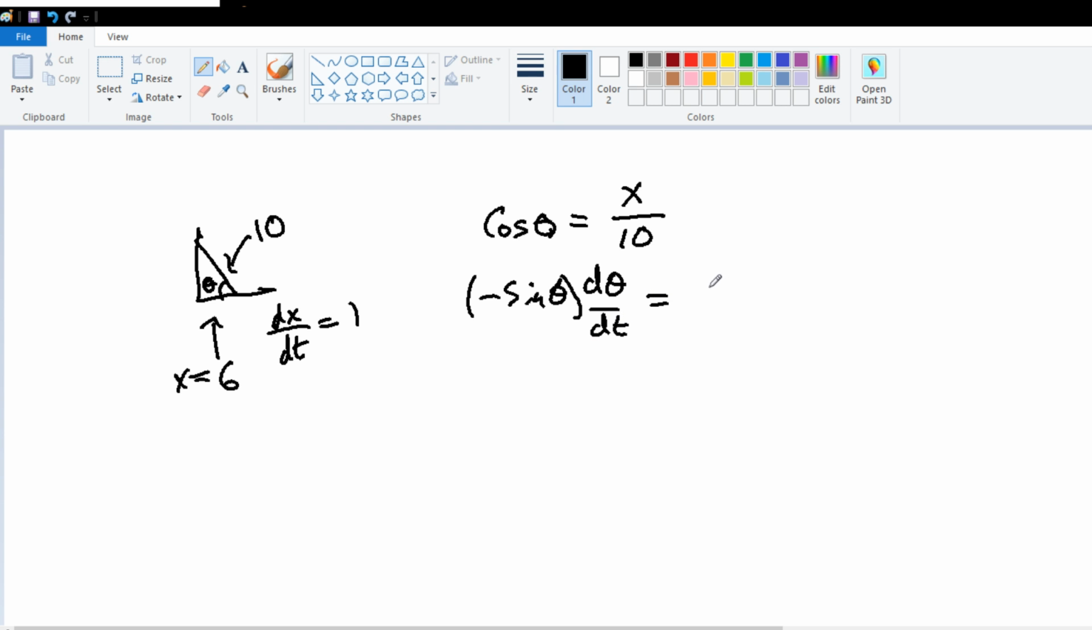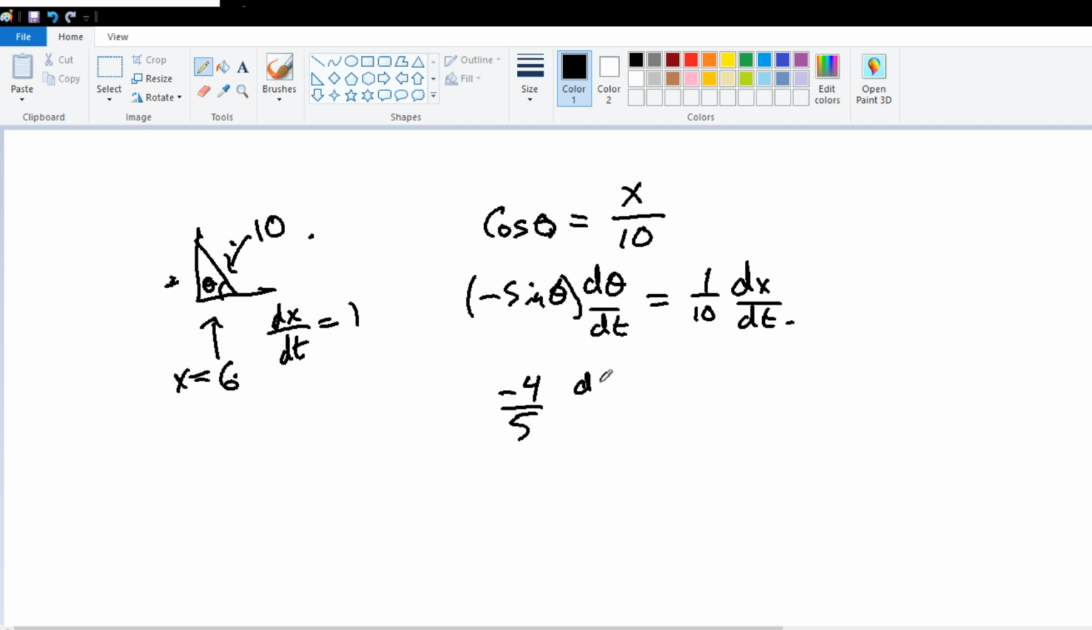is equal to 1/10 dx/dt. This is what we're looking for. Now, sine of this is going to be the opposite over the hypotenuse, and we're looking at the time when x is 6, so this is a 6 and that's a 10, then this is an 8, because this is a 3, 4, 5 triangle, or we can plug it into the Pythagorean theorem if we wanted. So sine is going to be 8 over 10, well, negative 8 over 10, so negative 4/5.